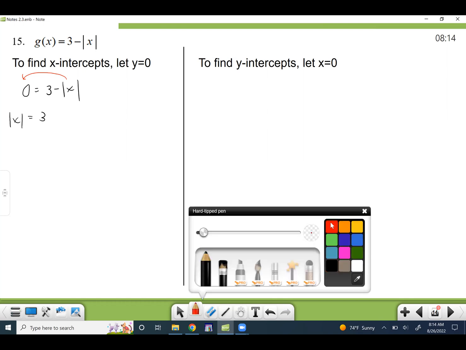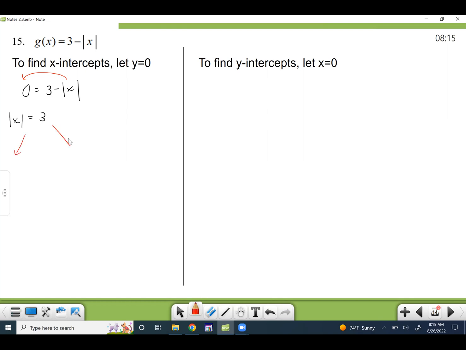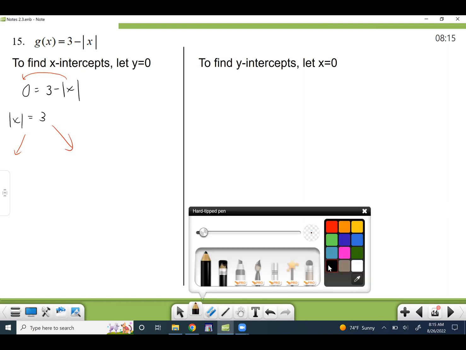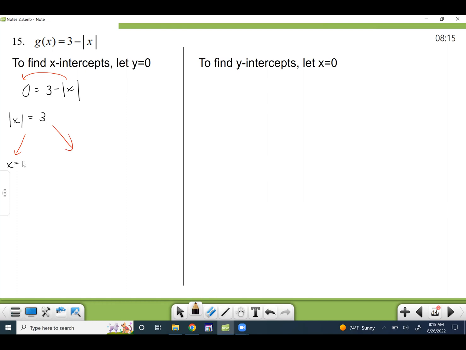Now, remember with absolute value equations, there's not always, but most of the time there's two answers, right? X equals 3 or x equals -3. Both will work. If you substitute a 3 in right here, the absolute value of 3 is 3. If you plug a -3 in there, the absolute value of -3 is 3. So we're going to have two x-intercepts, 3, 0 and negative 3, 0.